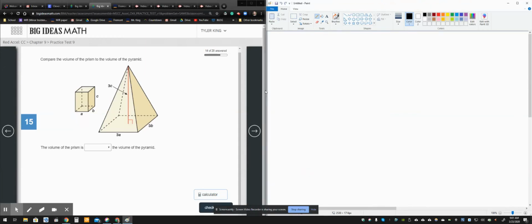Okay, so it wants us to compare the volume of the prism to the volume of the pyramid. When we're doing this, we need to remember a couple of things. Number one, the prism is going to have a volume equal to the area of the base times the height, and the pyramid is going to have a volume equal to 1/3 times the area of the base times the height.